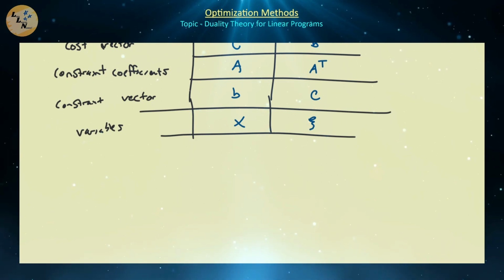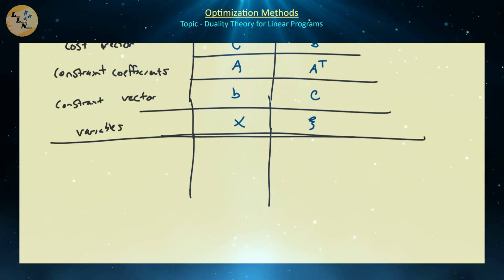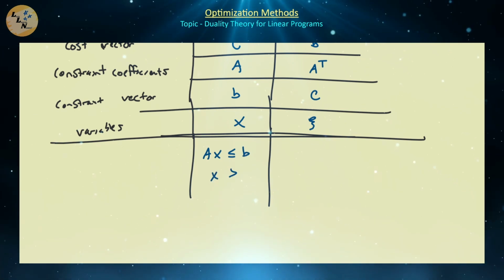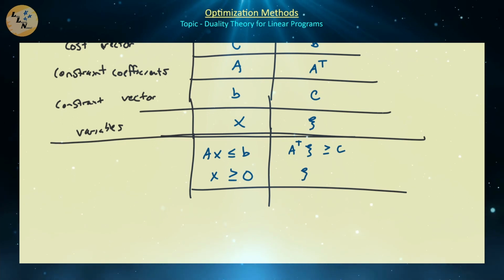Also, if you have some different types of problems, for example, let us assume you have the problem Ax is less than or equal to b, with x greater than or equal to 0, then what does that turn into in the dual world? Well, that's precisely the same thing as our problem that we just saw. That's going to turn into A transpose psi is greater than or equal to c, with psi greater than or equal to 0.